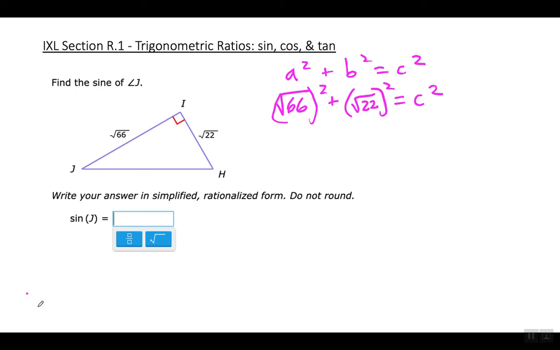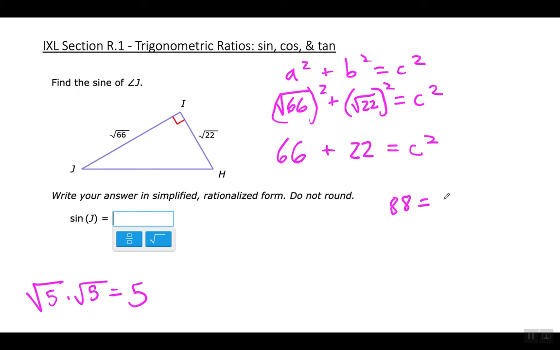Now, let me remind you, I said that whenever you have something like square root of 5 times square root of 5, the answer is 5, right? All right, let's use that trick right now. Square root of 66 times square root of 66 is 66. Square root of 22 times square root of 22 is 22. Look how easy that makes our lives. Now I add these up, and I'm going to have 88 equals c squared.